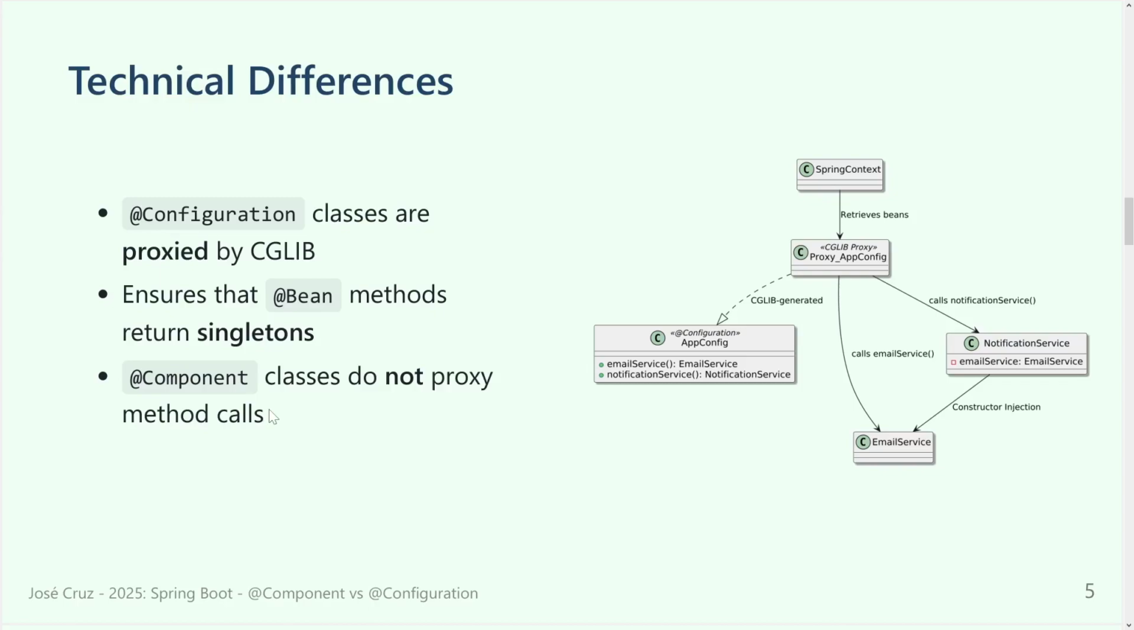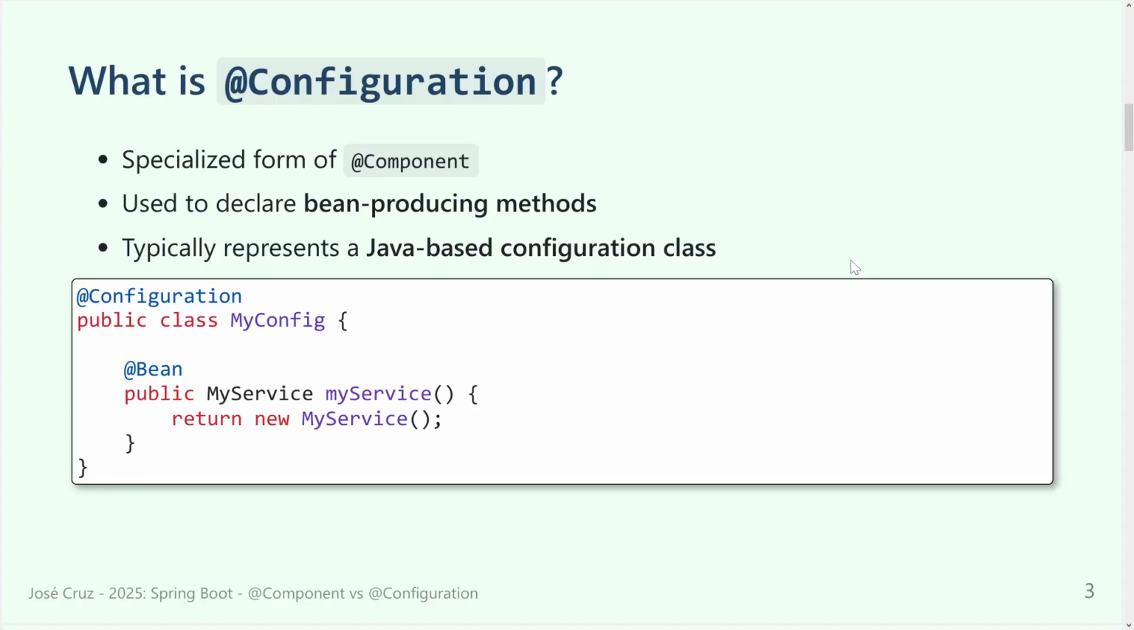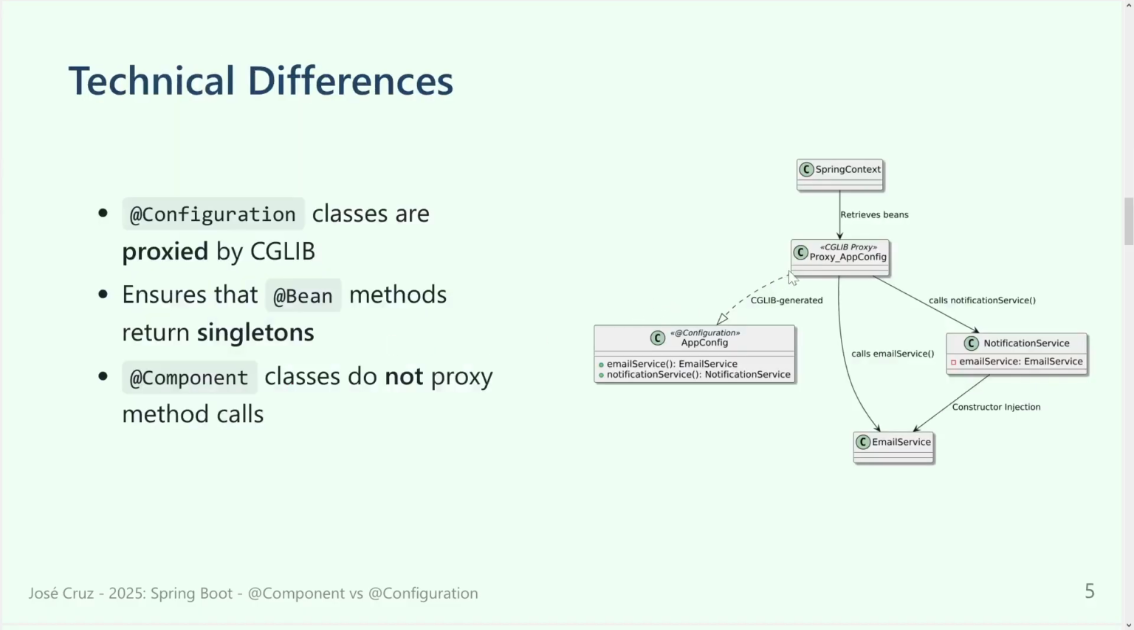So this is true for the technical difference, but you can also apply proxies to component classes, and in some advanced scenarios it's quite common. So this is just a diagram representing this. You have the Spring context, and every time it tries to retrieve a bean, it has a kind of class called proxy app config, which will be a proxy around this class here. It will create something like a proxy with this name.